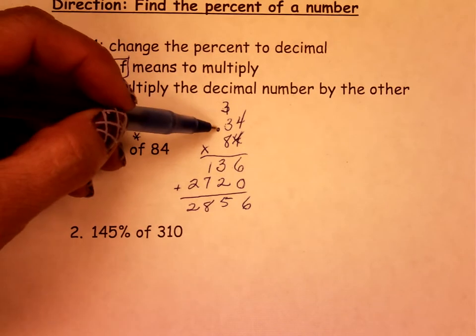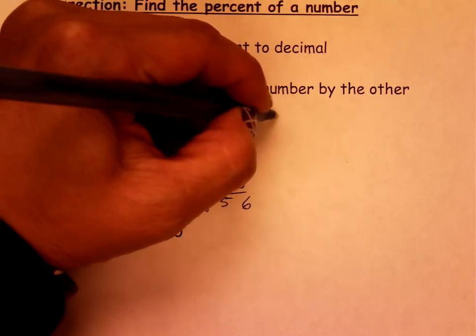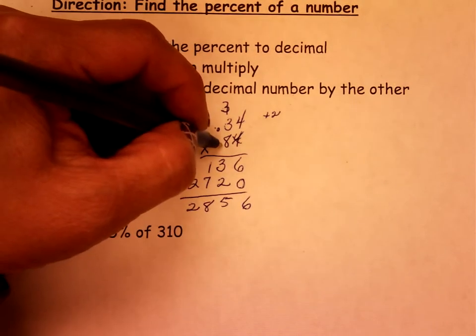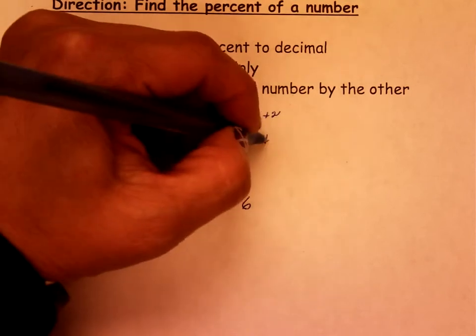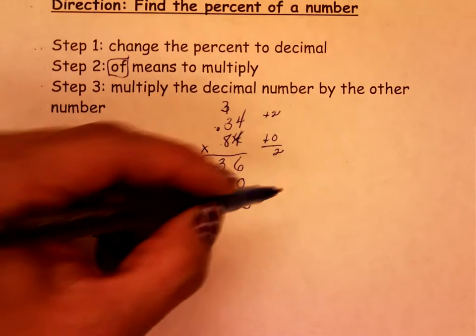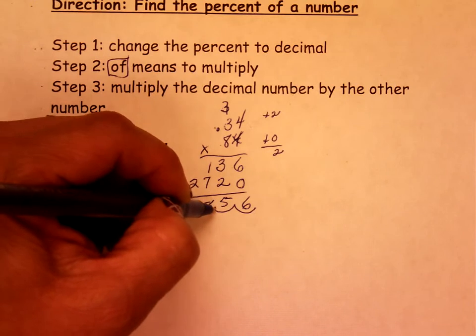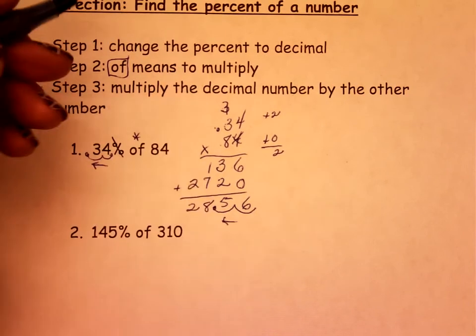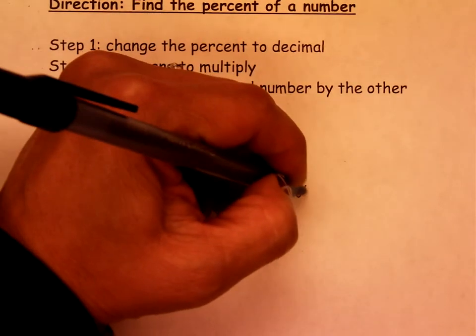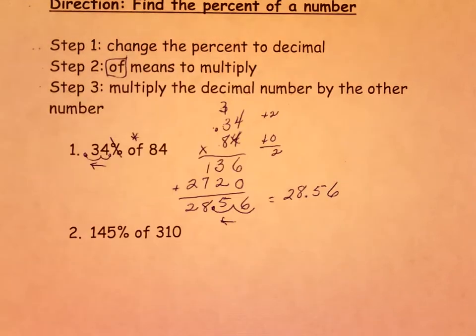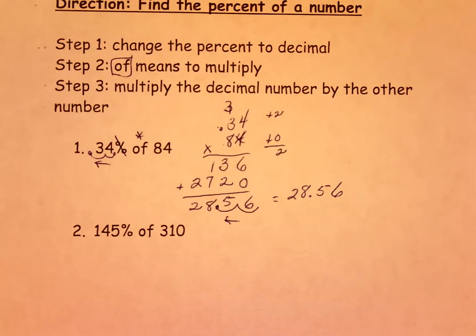We've done this before now. How many times did the decimal move in 0.34, which is twice? How many times did the decimal move in 84? It didn't move at all. And so the total times you move the decimal in your answer is twice. And you move it to the left. So your answer is 28.56. Let's look at problem number 2.